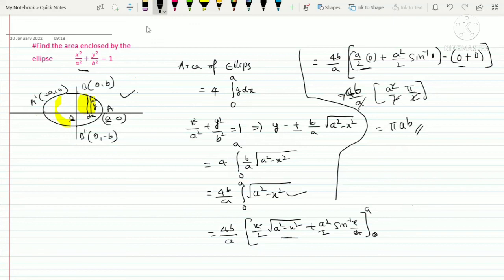Okay, these are very important. In the next class we will discuss some more problems on the area under a simple curve.